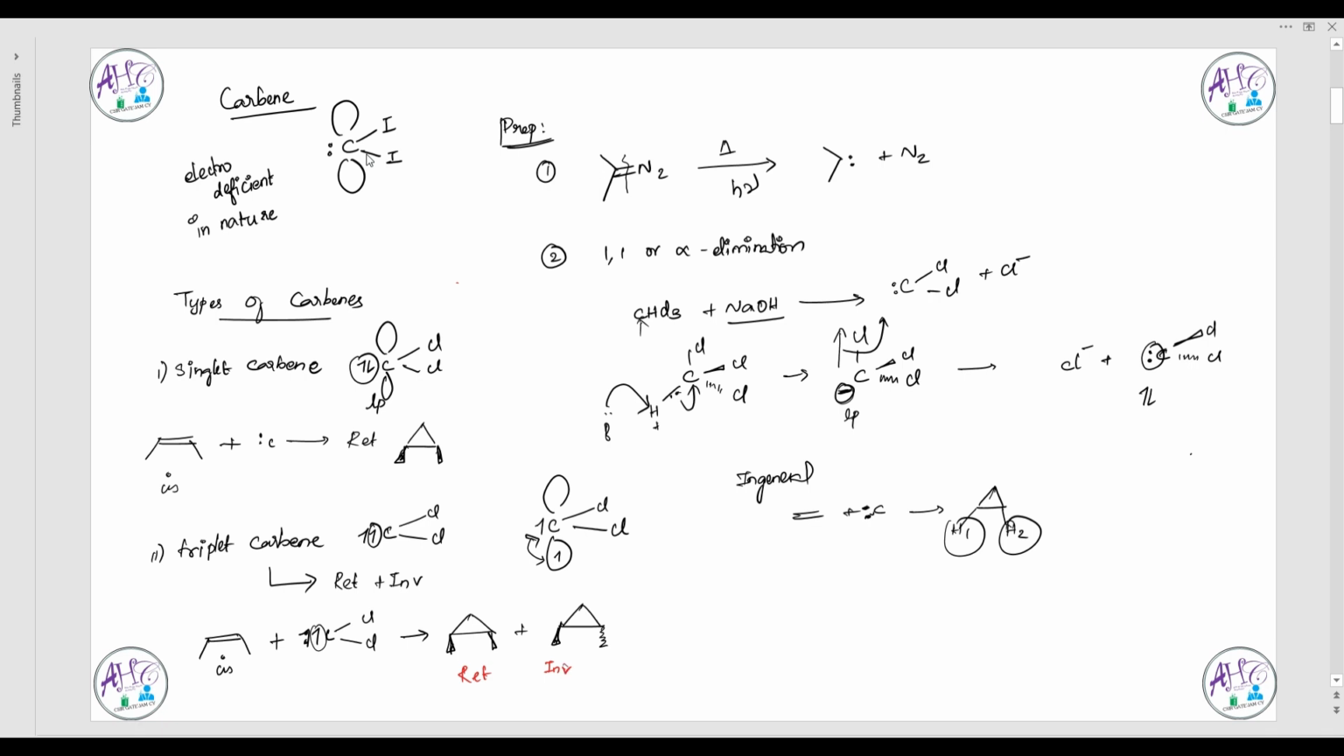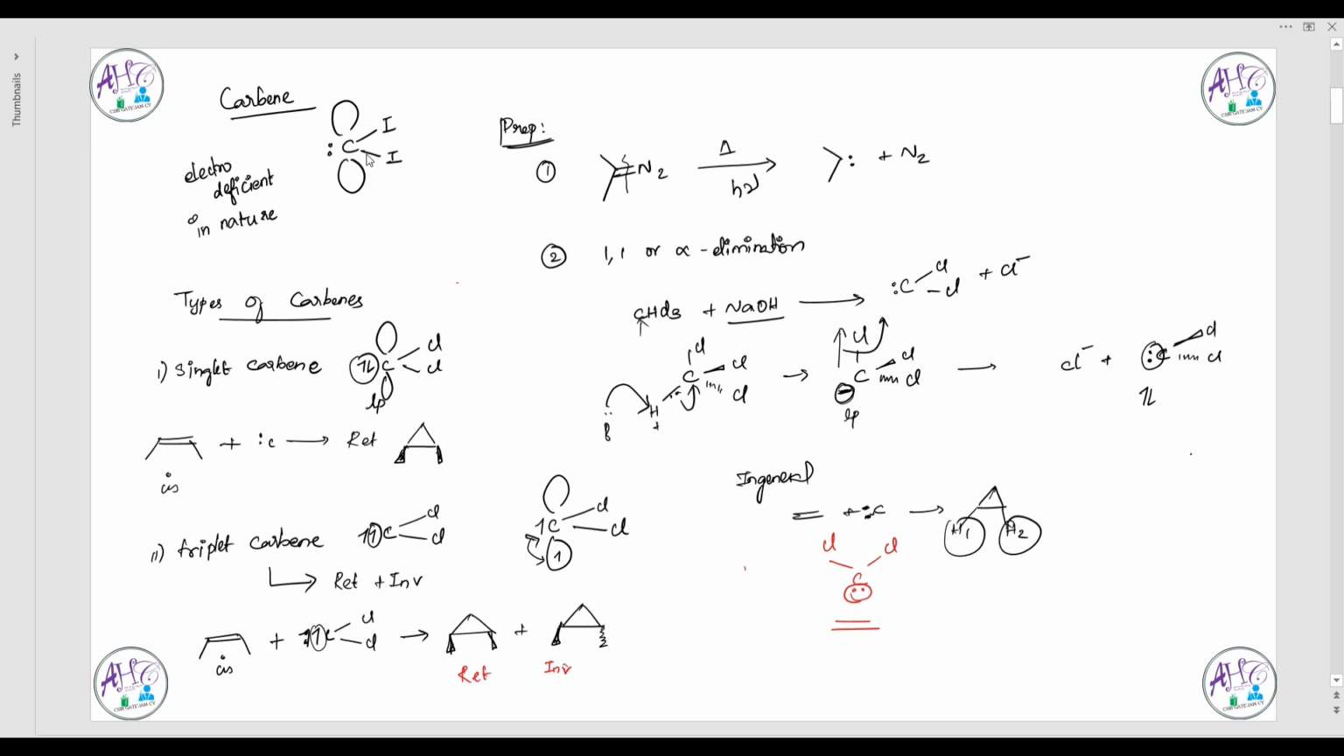ஓகே, ஸோ பேசிக்காக எப்படி அட்டாக் ஆகுதுன்னு பாருங்கள். So you have your double bond like this and then you also have your carbene like this. So இப்போ we know that இந்த lone pairs cannot be easily donated, ஏன்னா we know that your carbene is electron deficient. ஸோ சிம்பிளாக எலக்ட்ரான்ஸ் டொனேட் பண்ண முடியாது.